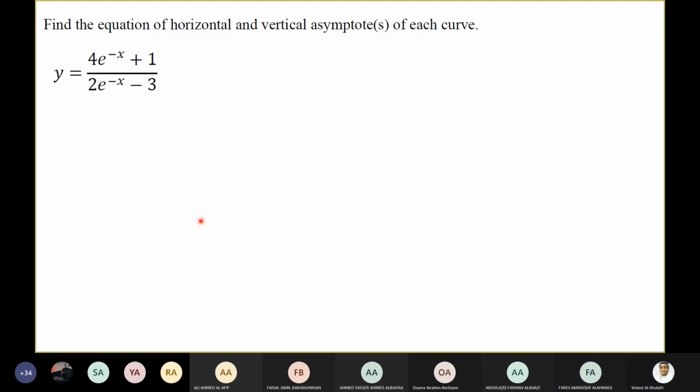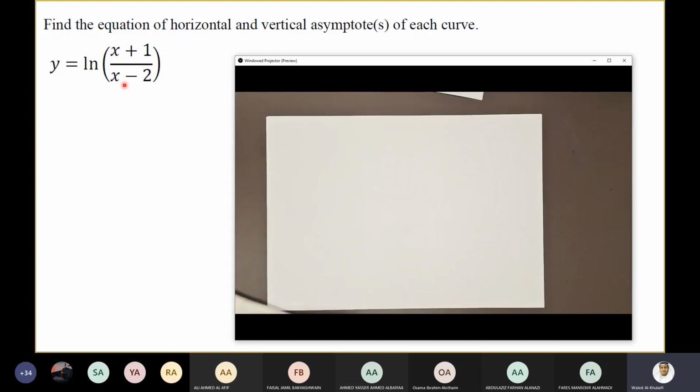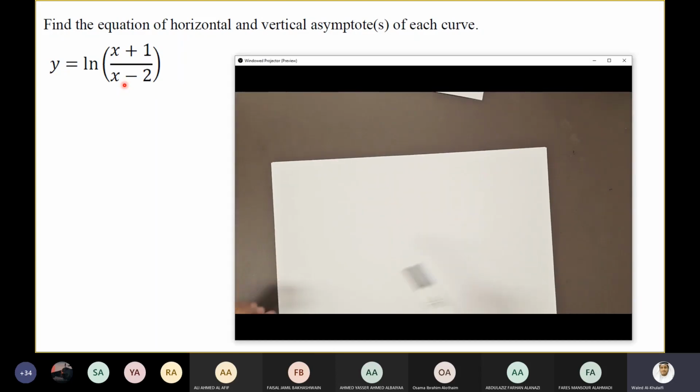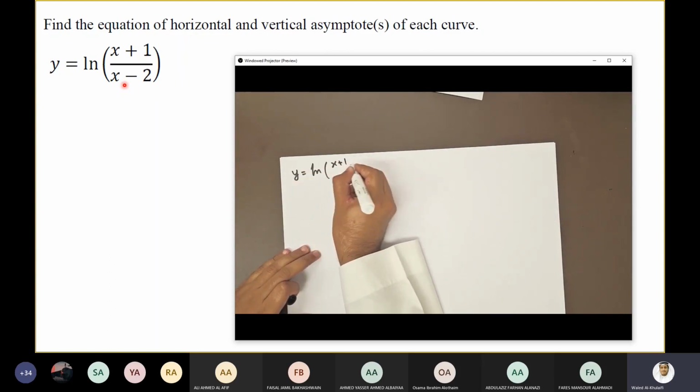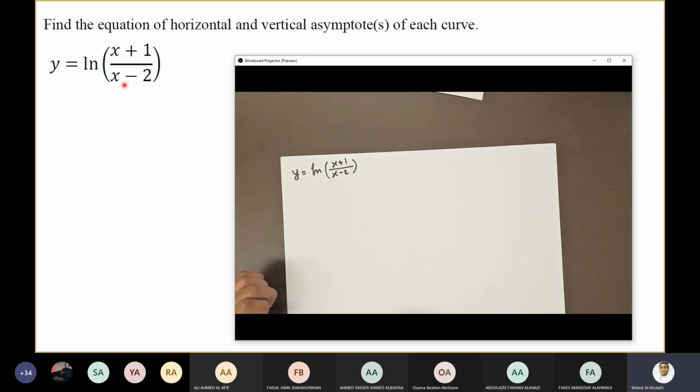Okay. Next example is this: find the equation of the horizontal and vertical asymptotes. I leave this to you for the ln, guys. What is the domain of this function? I just want to make sure that when I say limit to infinity, it is defined. So I have y equal ln of x plus 1 over x minus 2.